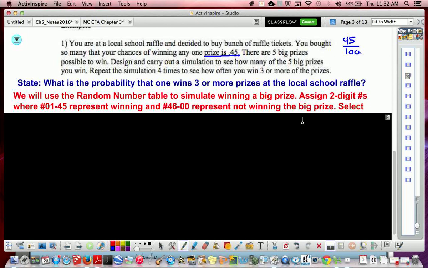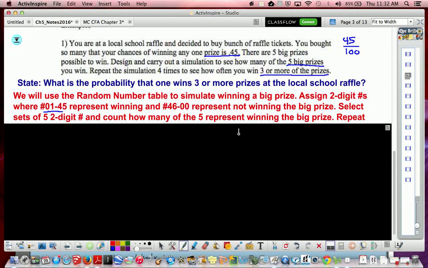So, how many numbers do I actually want to select here? How many prizes am I looking at? 5 big prizes. So I'm going to select 5 numbers, but I want to see how many of those 5 are in this particular range. So I'm going to select sets of 5 2-digit numbers and count how many of the 5 represent winning a big prize. That would simulate doing one simulation, or calculating whether or not I actually got 3 or more prizes.